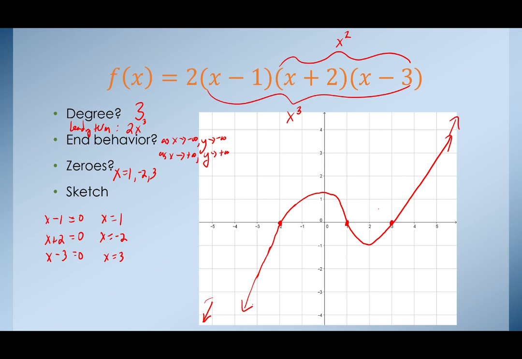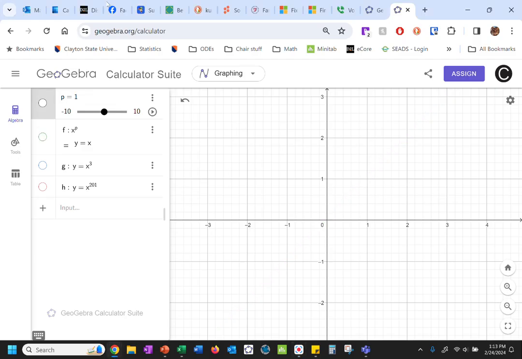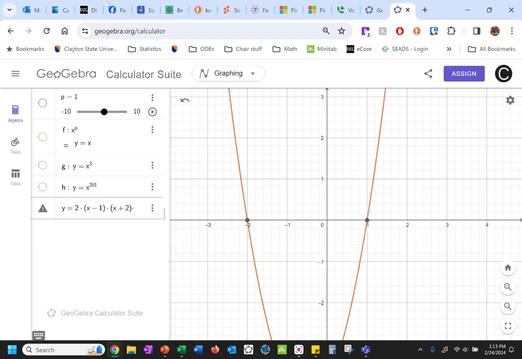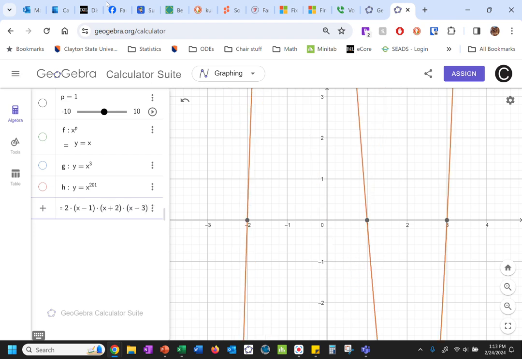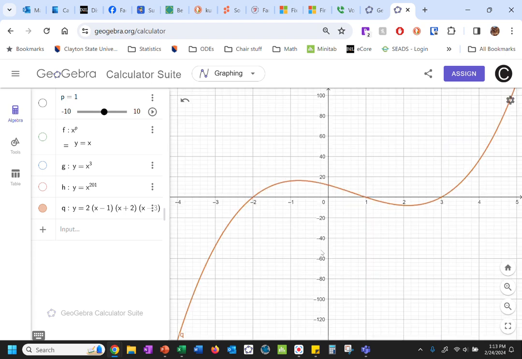So let's pull up GeoGebra and see how close we were. All right, so we'll turn off that one. This time we had y equals 2 times x minus 1, and make sure you put the multiply sign in there because sometimes it'll think that that's function notation. So I'm going to just be extra careful and put in multiply signs. I'm going to zoom to fit, see what we get.